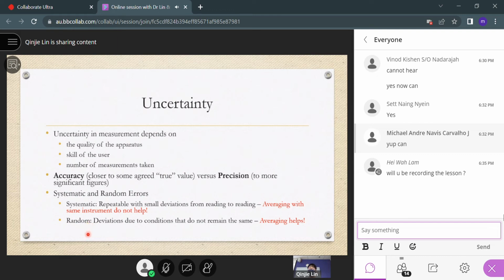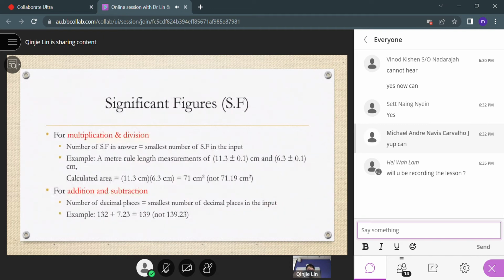Another kind of error is called a random error. These are deviations due to conditions that do not remain the same. Maybe due to human errors, you sometimes measure a bit more, sometimes a bit less. These are the kind of errors, random errors, that will help when you average out the values. So far, okay?